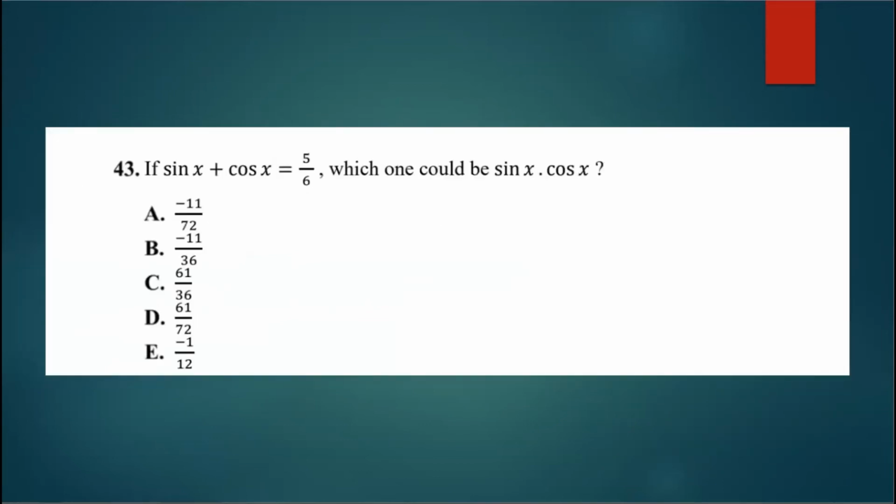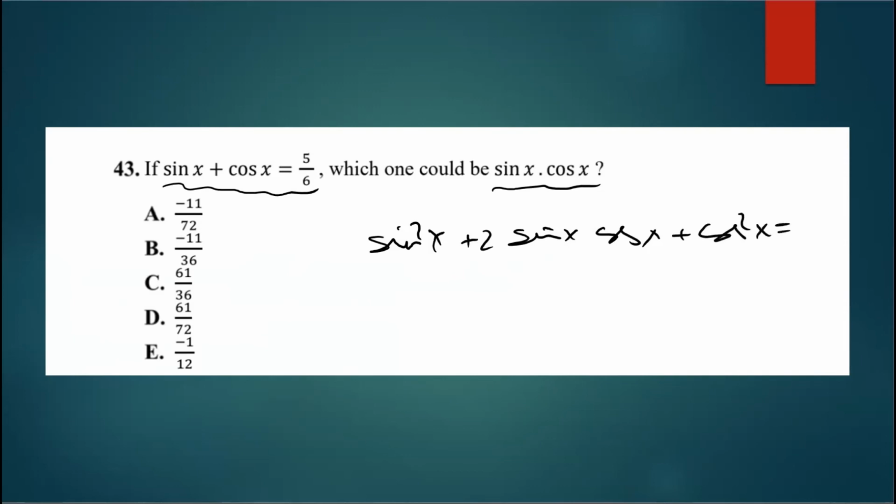Sine squared plus cosine squared come to mind when you see this type of problem. So to reach sine squared and cosine squared, I will square both sides first. If I square both sides, I will get sine squared x, not theta, plus 2 sine x cosine x plus cosine squared x equal to the square, 25 over 36. Both these parts equal 1, so move 1 to the other side.